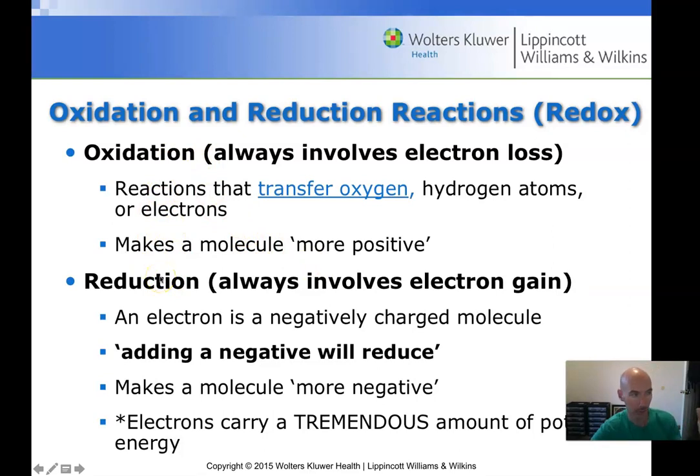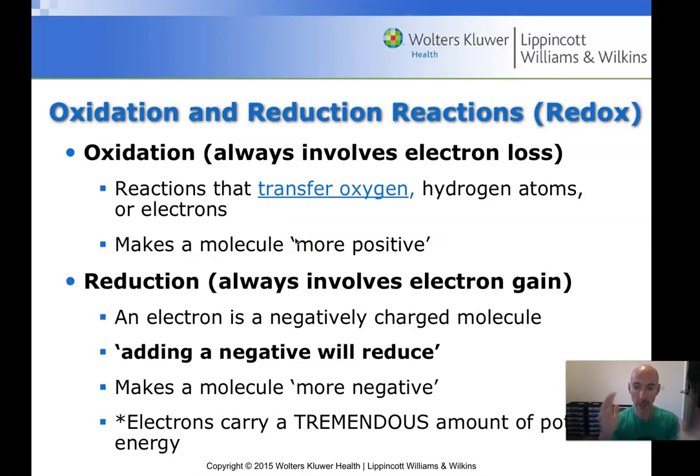Reduction, which on its own means making something smaller. Reduction involves adding an electron. An electron is a negative. When we add a negative number to something, it makes it smaller. So that's a reduction reaction. It makes a molecule more negative, makes it smaller. Oxidation, on the other hand, is going to make something more positive because it removes the electron from it.